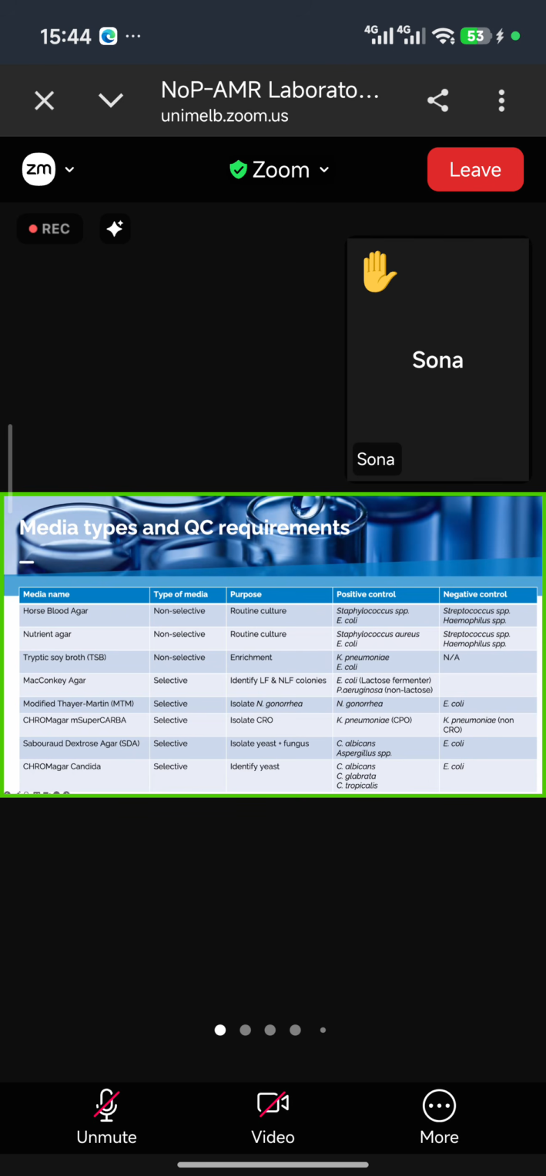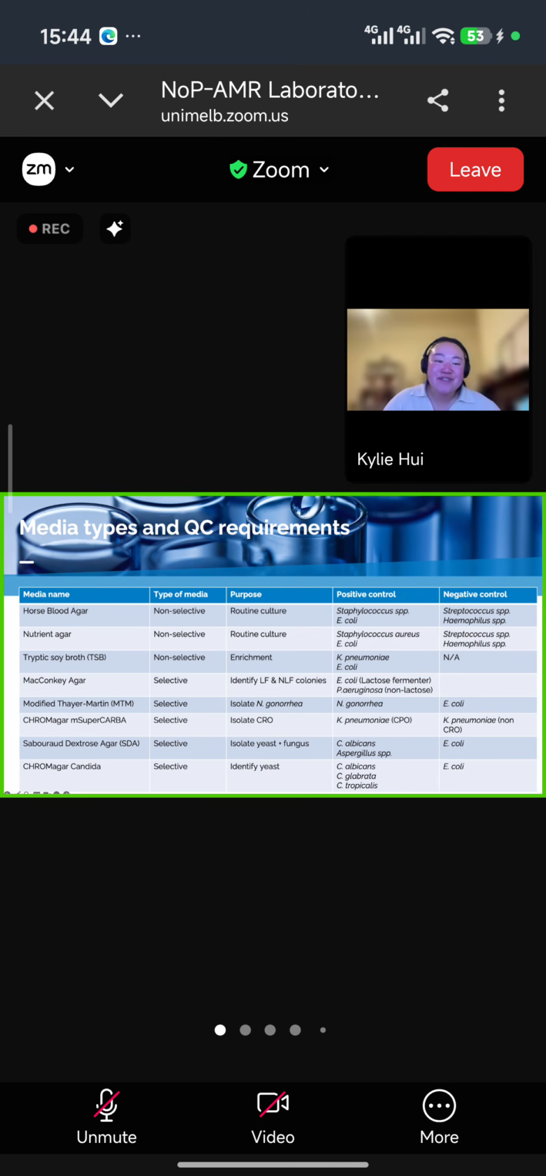Yep. So my favorite thing is the package insert. If you are making media in-house, the package insert should tell you how long you can keep them. Generally for non-selective media, you can keep them for up to a month, but it really varies on the type of media. Those that are more selective, for example your chromogenic agar, like your Supercarba, actually have a much shorter shelf life.